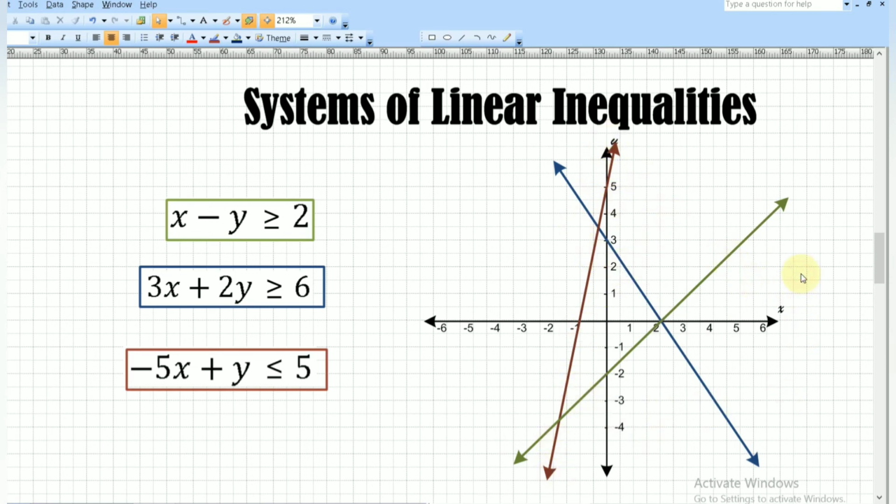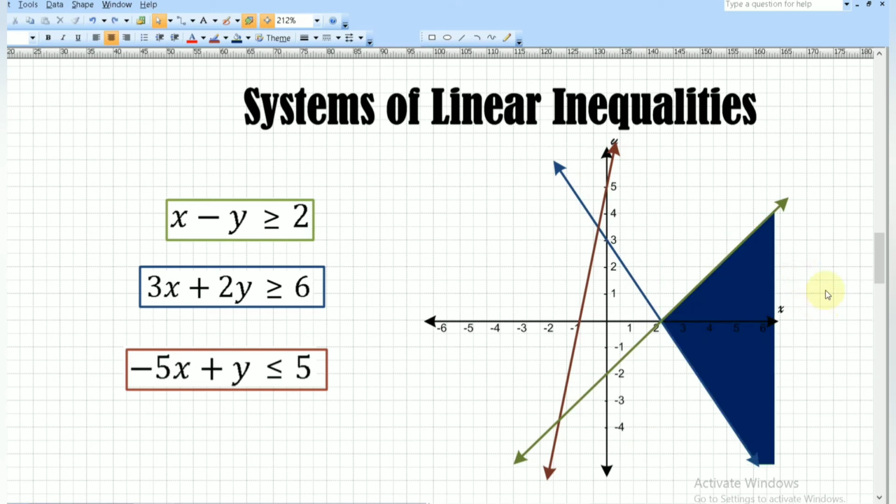In the end, the intersection of all areas will be this part. This will be the solution of your system. Again, the blue area still continues to the right side. It's not limited there, it's just for the sake of space.